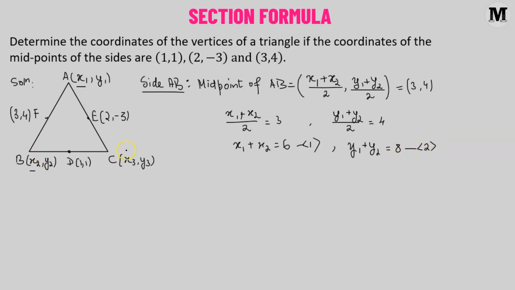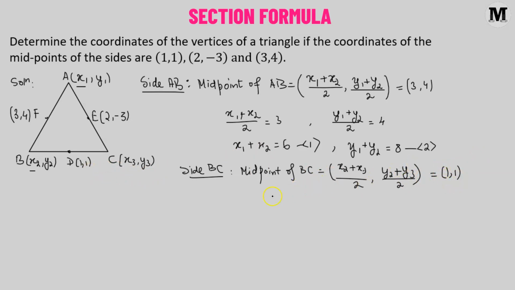Next, we'll start with side BC and find the midpoint of that particular side. So the midpoint of side BC, first we'll start with the x coordinate. We'll take the sum of the endpoints. So that's x2 plus x3 divided by 2. Then we sum up the endpoints of the y coordinates. So we have y2 plus y3 divided by 2. And it's given here that this corresponds to the point D, where D is simply 1, 1.